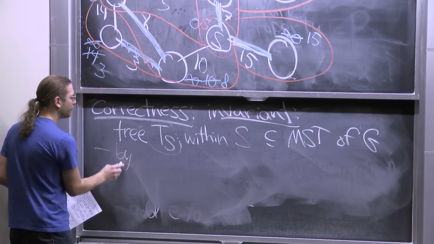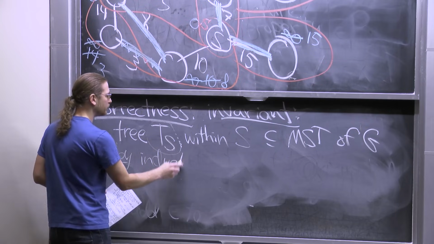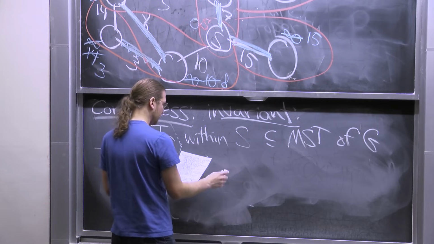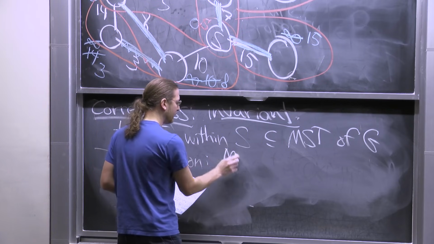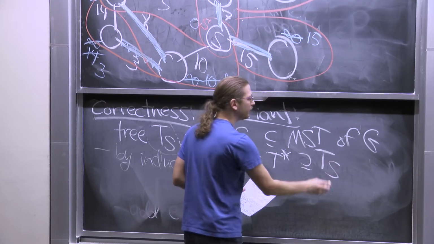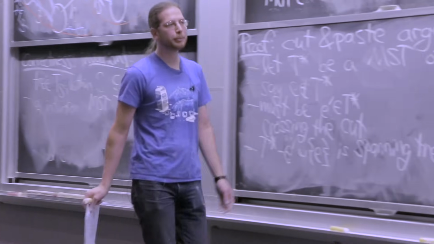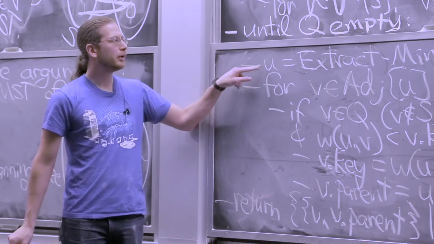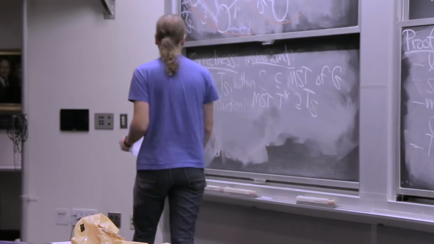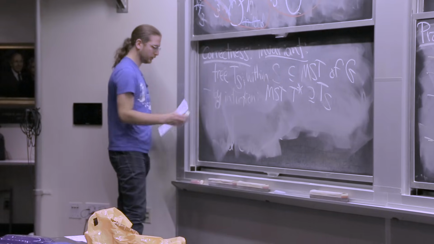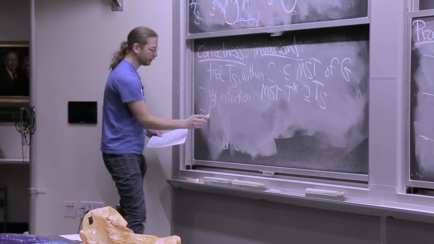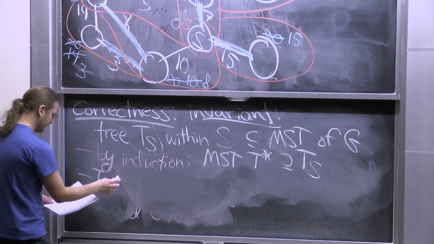So by induction, let's assume induction hypothesis will be that, let's say there is a minimum spanning tree T star, which contains T sub S. And then what the algorithm does is it repeatedly grows S by adding this vertex U to S. So let's suppose that it adds U to S. So I'm actually going to look at the edge that it adds.